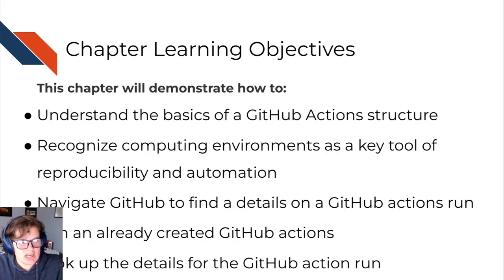All right, so in this chapter, we're going to demonstrate how to understand the basics of a GitHub Action structure, recognize computing environments as a key tool of reproducibility and automation. We're going to navigate to GitHub to find details on a GitHub Actions run. We're going to run already created GitHub Actions for us, and then look up the details for a GitHub Actions run. Let's dive in then.